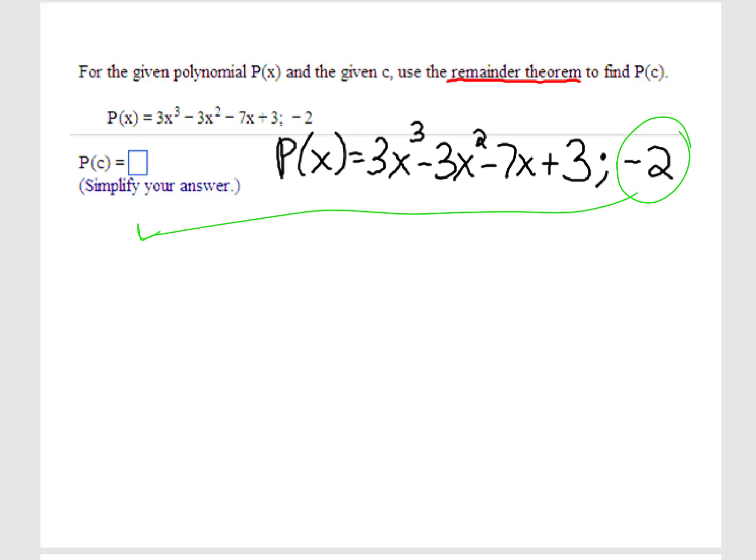This is the number that's going in. That was supposed to be an arrow. My pocket. Then I look at my function, all the coefficients that I'm going to write down. Before I do that, I need to make sure that all of my powers are in descending order and I'm not skipping any. 3, 2, 1, and none. Good. So 3, -3, -7, and 3 are the values I'm writing down.